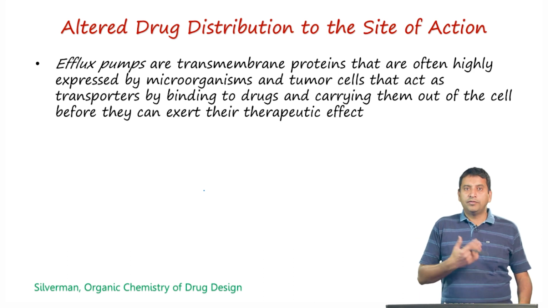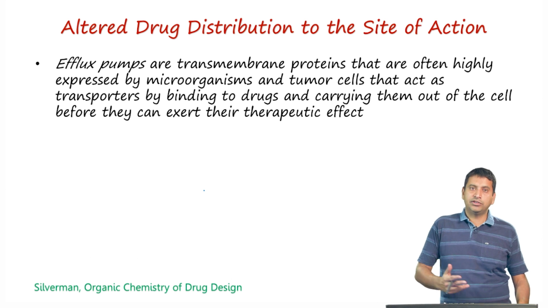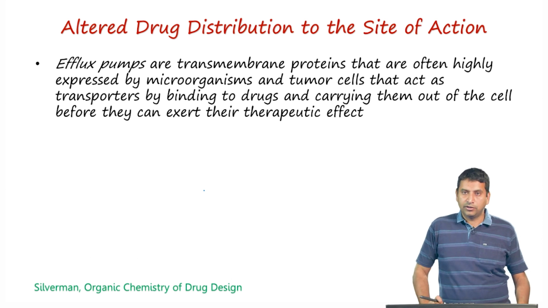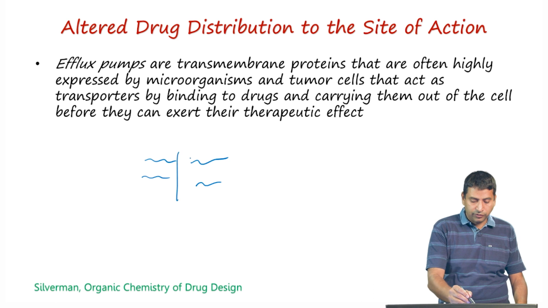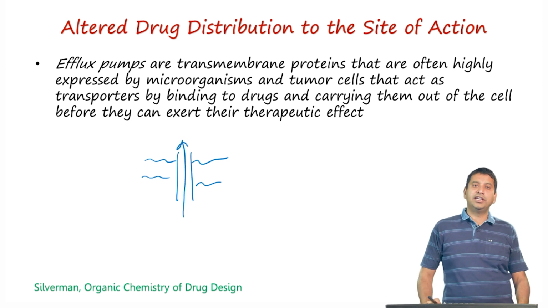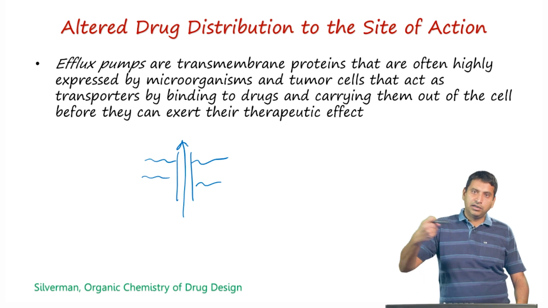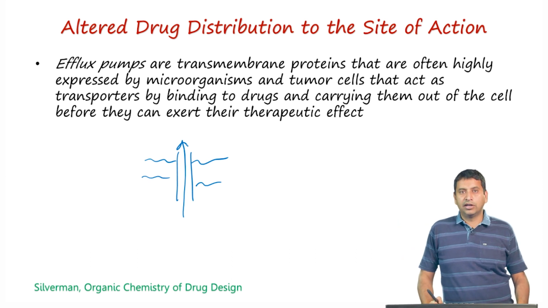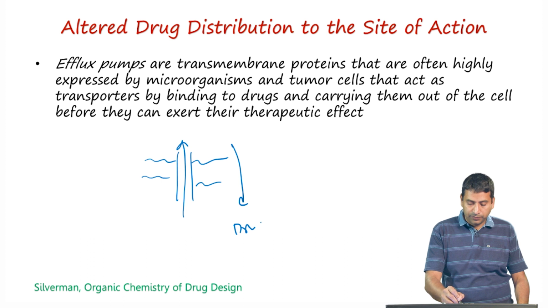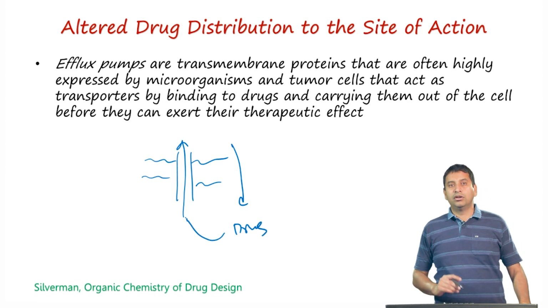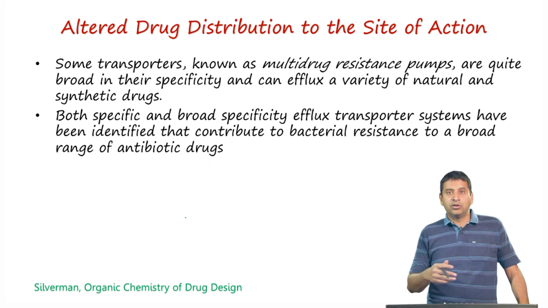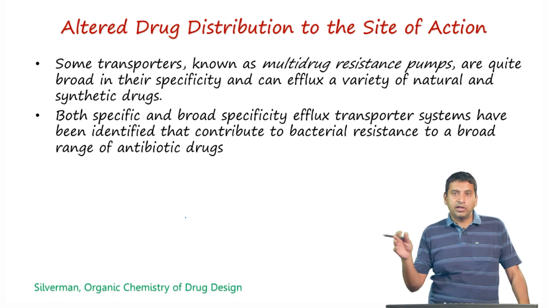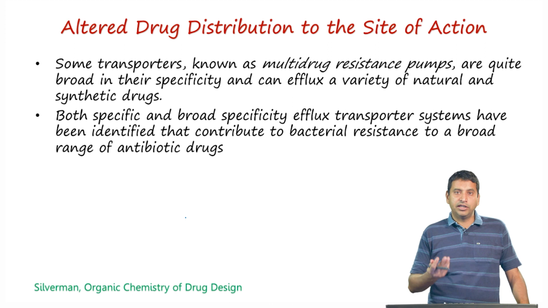There are also what are known as efflux pumps, which are commonly expressed in many of these highly resistant cells. Efflux pumps are located on the membrane surface, and what they do is pull material out from the cell and kick it out. If a drug gets in, but the efflux pumps are very active, then the drug is going to get in here, but it will be kicked out. So, efflux pumps are a major problem in drug resistance. Some transporters, known as multi-drug resistance pumps, are quite broad in their specificity, and they can efflux a variety of natural and synthetic drugs.